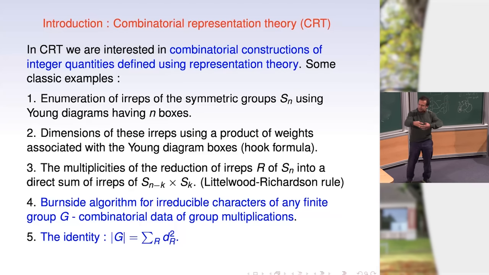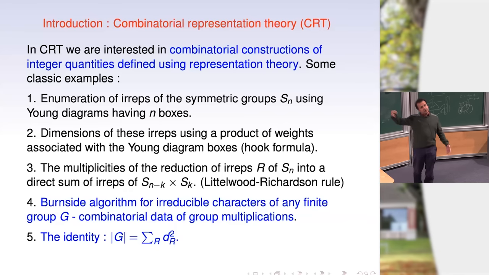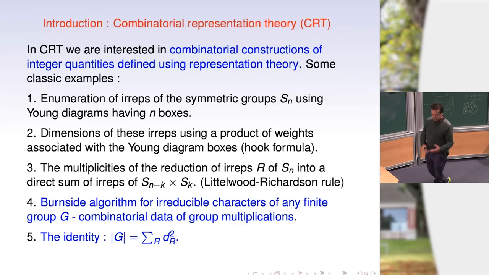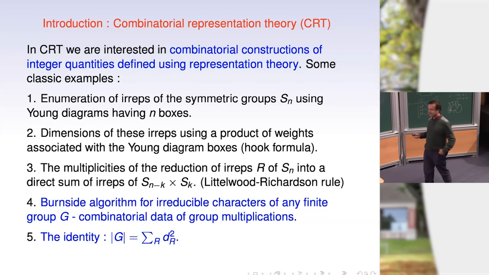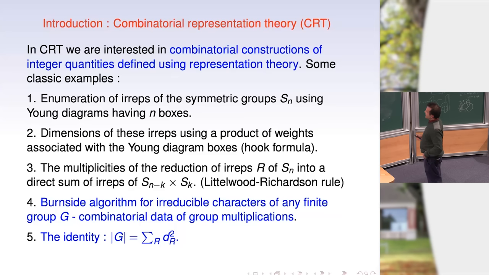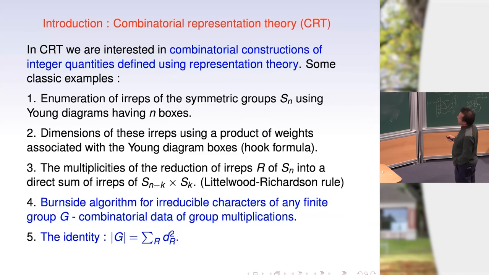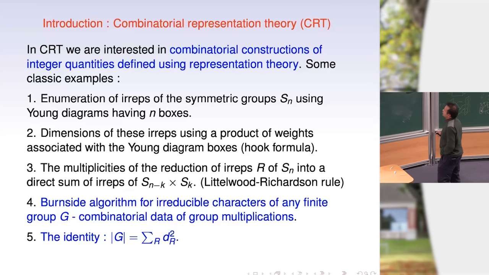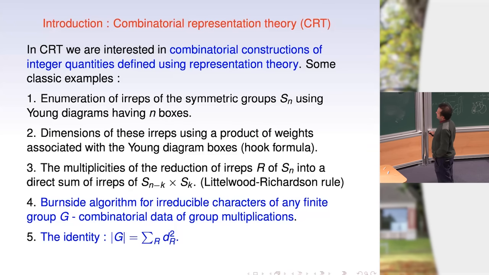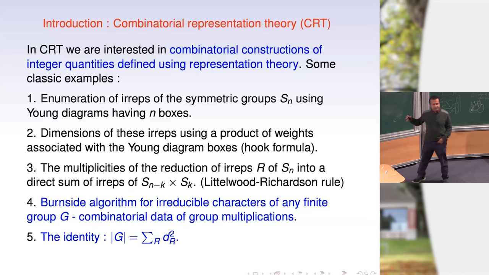So for a finite set, you count how many elements are in the set, and you've learned something without ever defining a representation over C, just working on this finite set of things and counting it. There's also the Burnside algorithm for irreducible characters for any finite group, which again uses the combinatorial data of group multiplications to arrive at irreducible characters. And these are the two things that we will make contact with and that we will generalize.